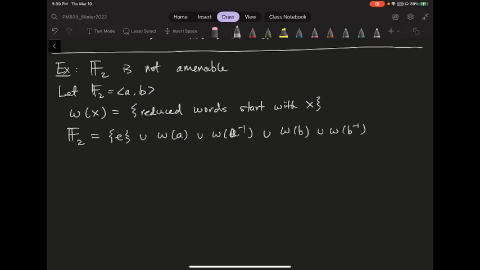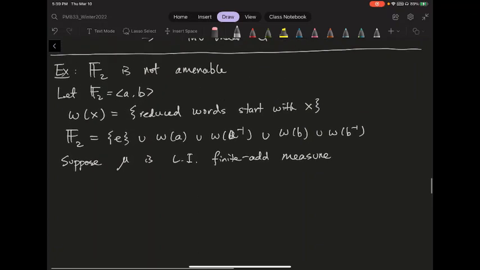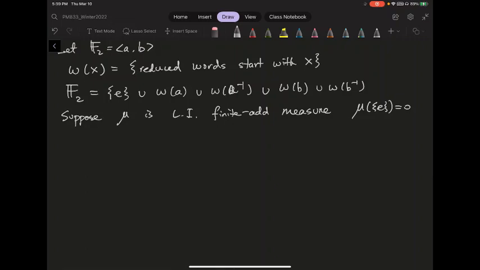Right, so let's suppose this is amenable. So suppose mu is a left invariant finite additive measure. Okay, so suppose it's amenable. I want to lead to some contradiction. Because it's left invariant, the mu of each of these singletons has to be 0. So the mu of the singleton E has to be 0. Otherwise the mu of each singleton is some non-zero number, and of course it cannot add up to 1. Okay, so that's quite clear. So basically, mu will assign 0 to all the singletons.